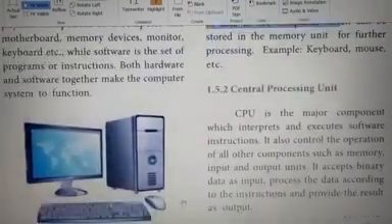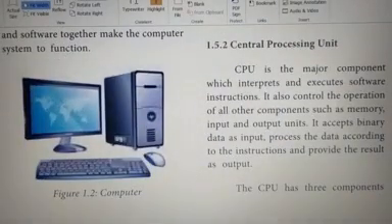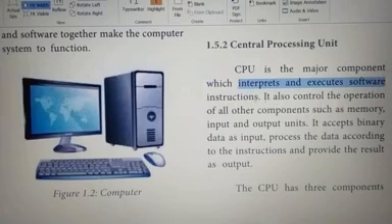Then comes the main part, which is called the central processing unit. This is the brain of the computer. So this is a very important part. The CPU is the major component which interprets and executes the software instructions. This is a very important line. It also controls the operations of all the other components such as the memory, input and output units. So both the input and the output units use the CPU.